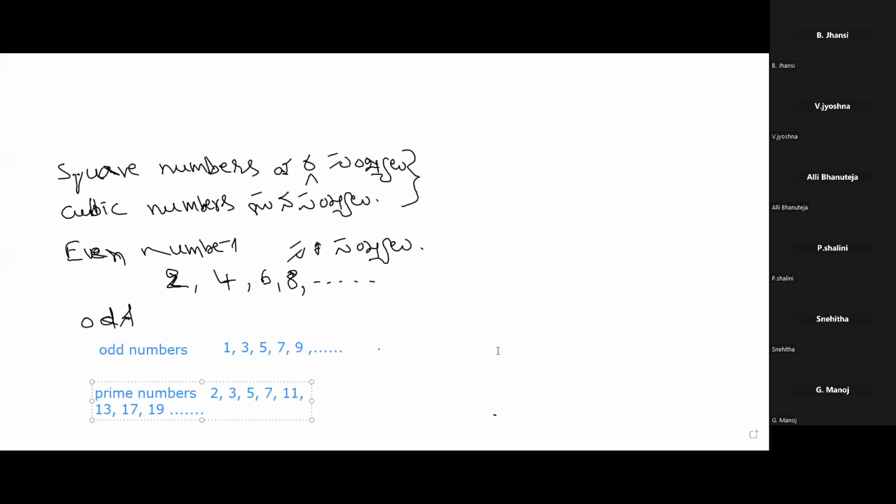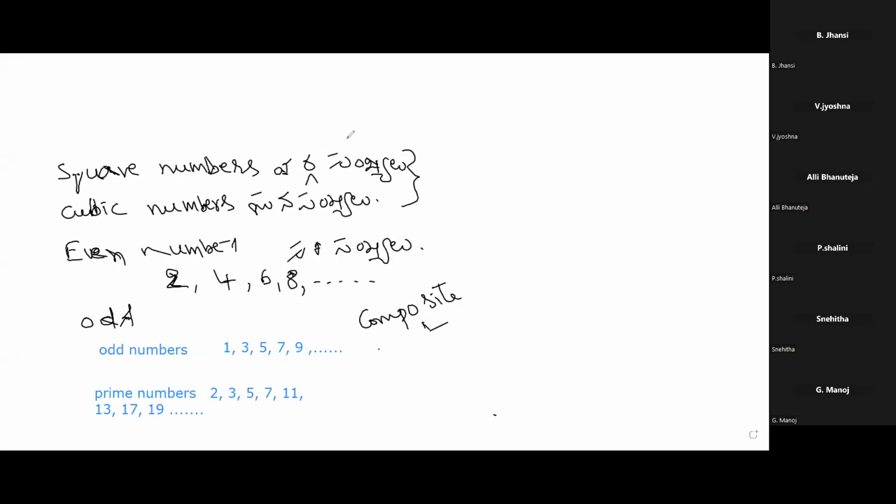Prime numbers are those which have only 2 factors: 1 and itself. The number and 1 itself, 2 factors. Okay, if they have factors other than that, then they are called composite numbers. Composite numbers in Telugu are called సంయుక్త సంఖ్యలు.